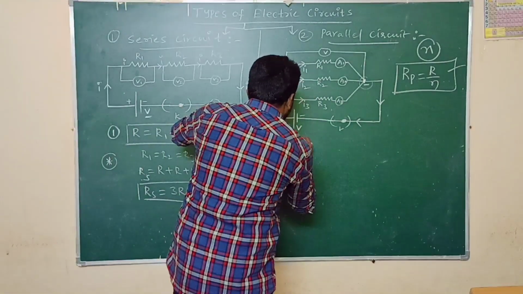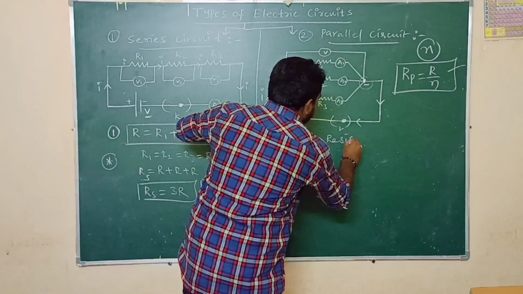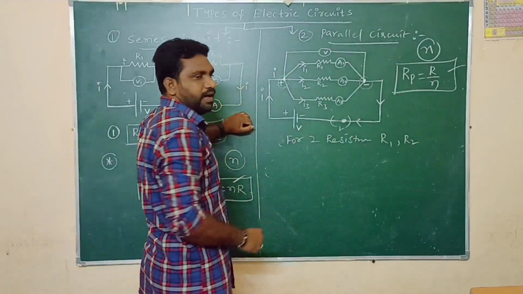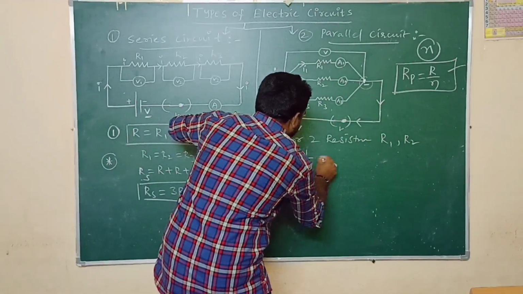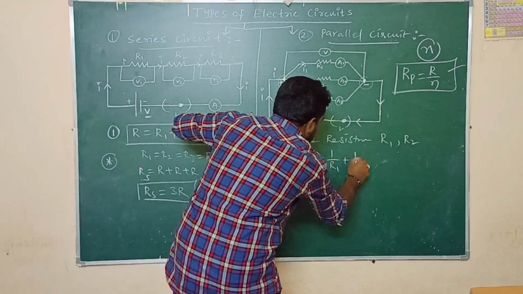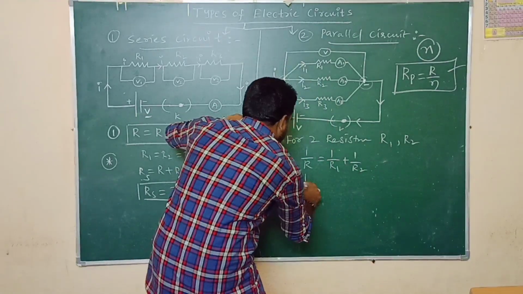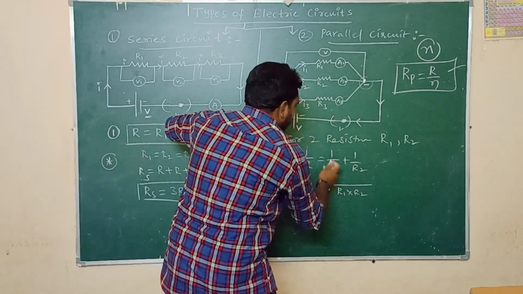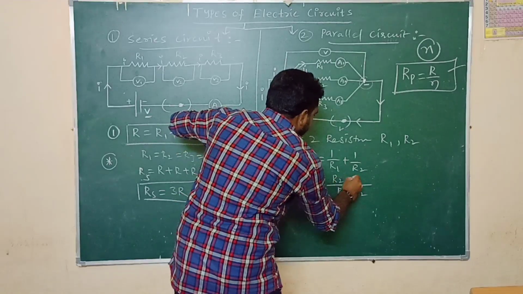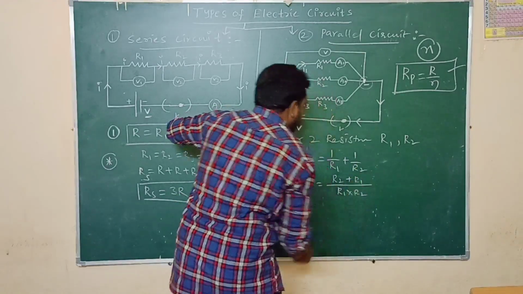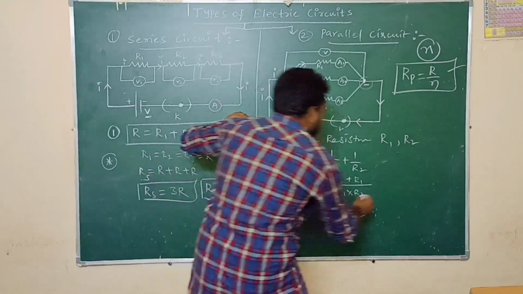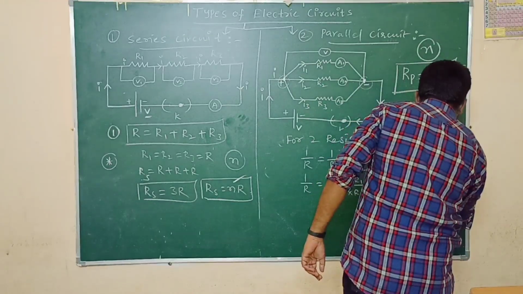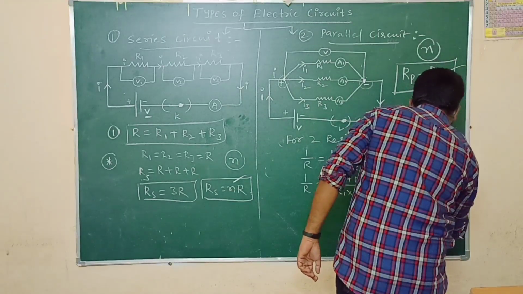For 2 resistors, so they are R1, R2 in parallel. If they are connected in parallel, what is the principle here? Again, from this one, 1 by R equal to, we can write 1 by R1 plus 1 by R2. So here 1 by R, LCM is R1 into R2. So we can write R1 is there means R2, R2 is there means R1. So we do the reciprocal here. Then final expression is that R equals to R1 into R2 by R1 plus R2.